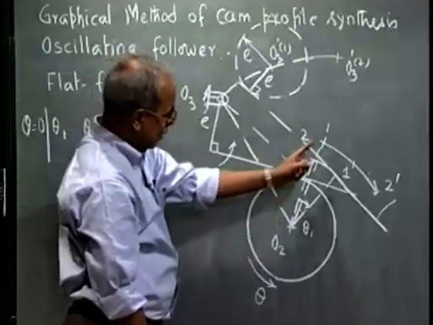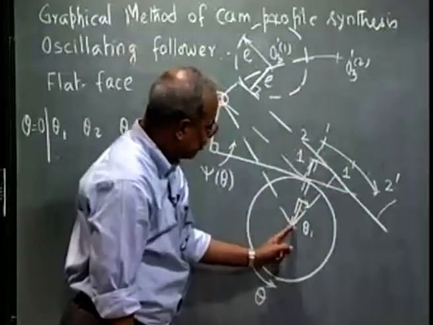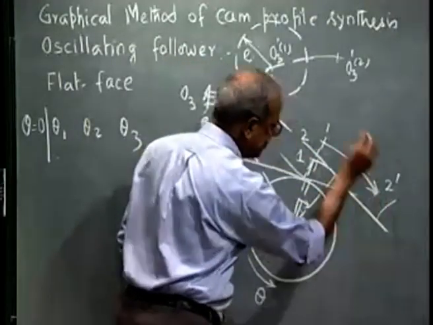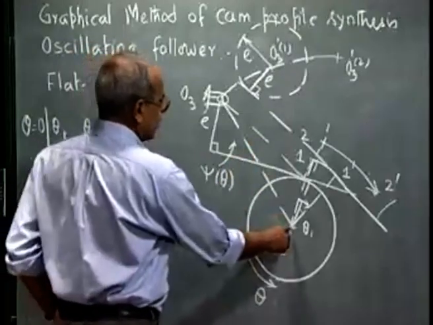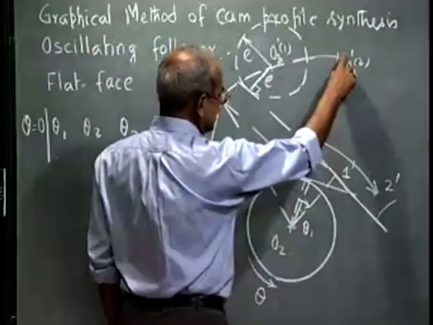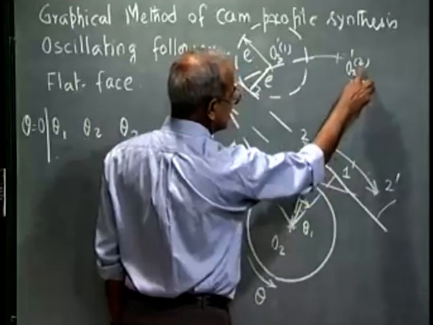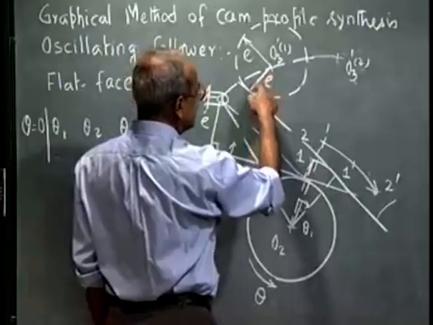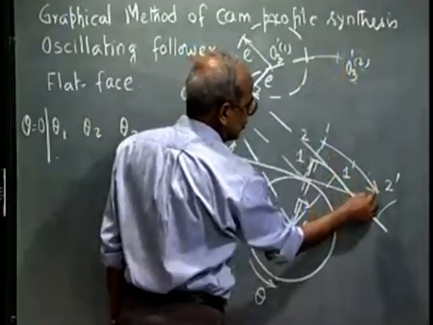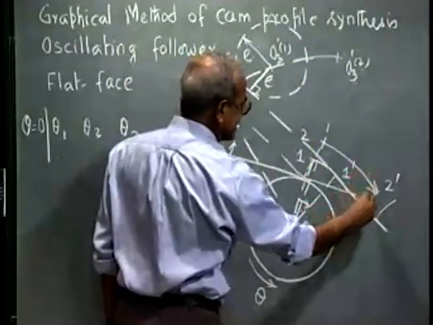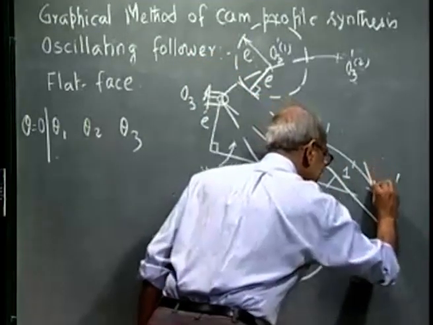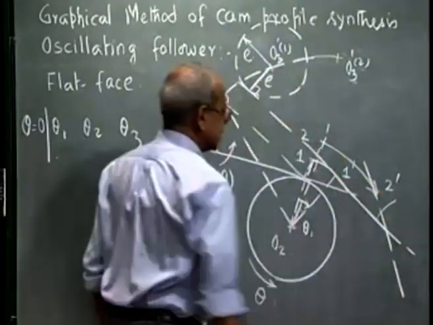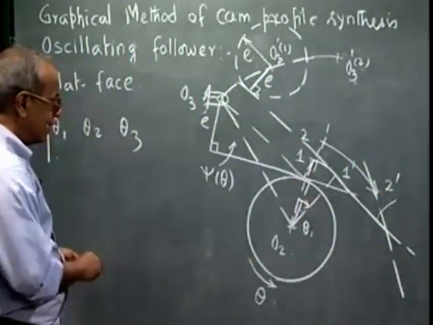Procedure is same. I go from 2 to 2 prime by rotating O2 2 through an angle theta 2 in the clockwise direction. That gives me this point. I rotate O2 O3 through theta 2 in the clockwise direction, that gives me O3 2 prime. Then with this point as center and of E radius, I draw a circle. From this point I draw a tangent to that circle, and that tangent, let it be this, that represents the inverted follower face.